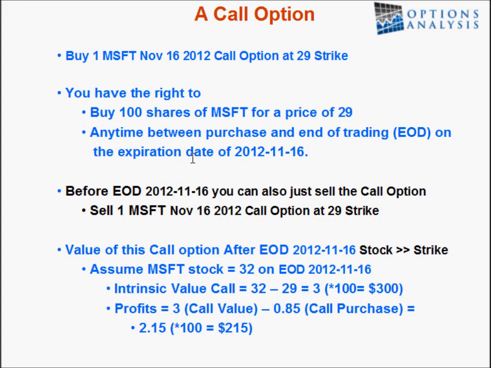Let's take a look at the value that can happen to this call option after end of day on November 16th under different conditions. First thing we're going to look at is what happens to the value when the stock is much greater than the strike price at that moment in time in the future. Let's assume for computation purposes the stock's at 32 at end of day. The difference between 32 and our strike price of 29 is 3. We multiply the difference by 100, which is also the stock multiplier, because we have 100 shares. That's a profit of $300.